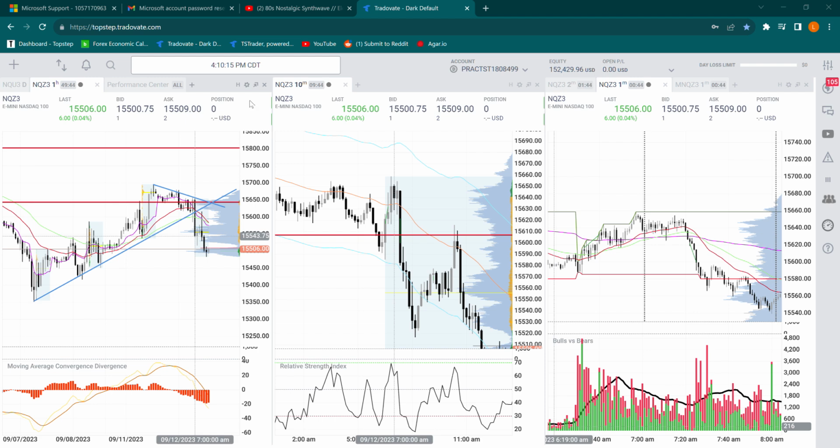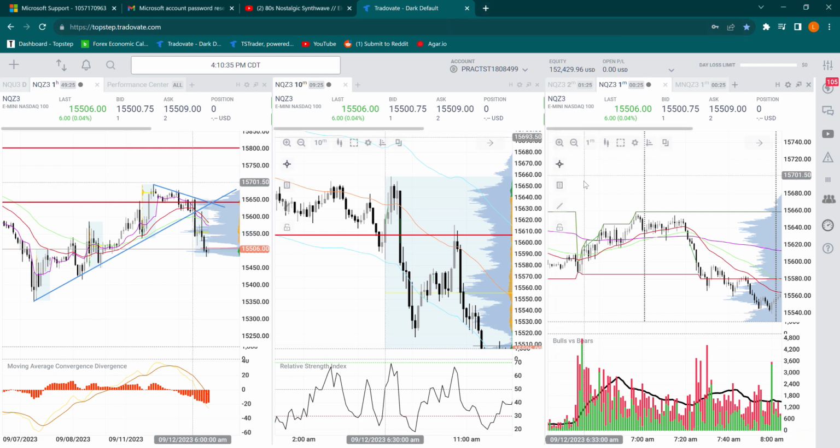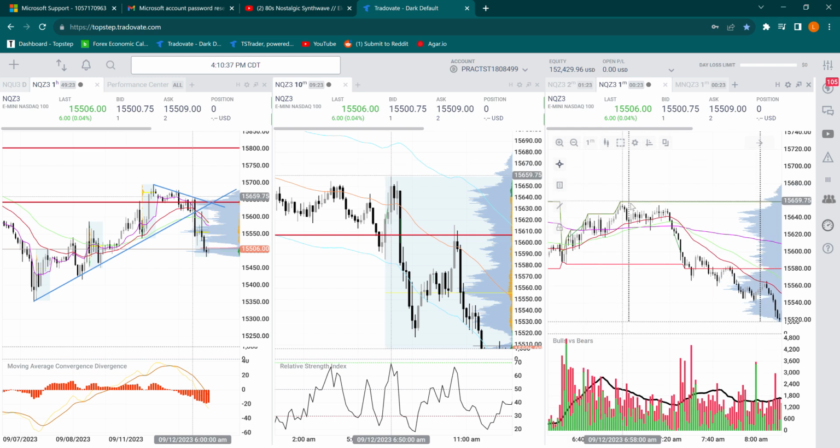Heat map. Okay, now I've got to include this. So there's something called heat map. This guy, Think with Bookmap. He's great. All right, he's not on right now. Think with Bookmap. Let me explain that. So it's essentially a heat map.